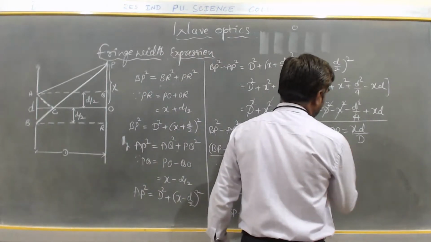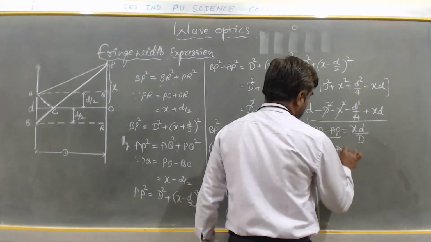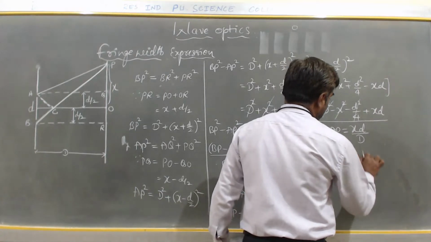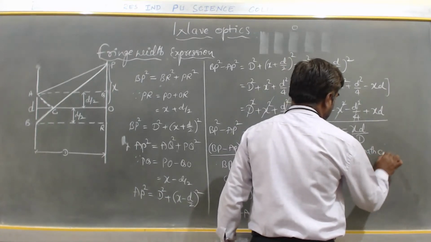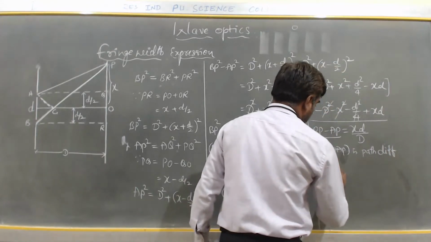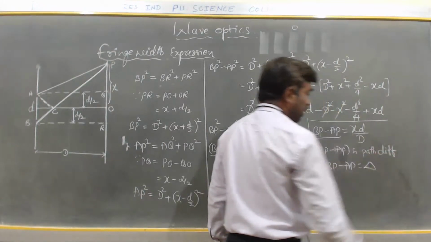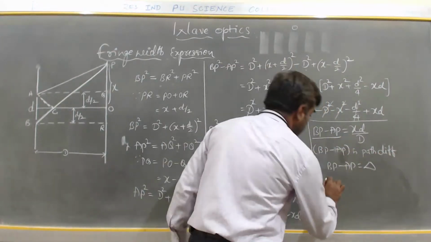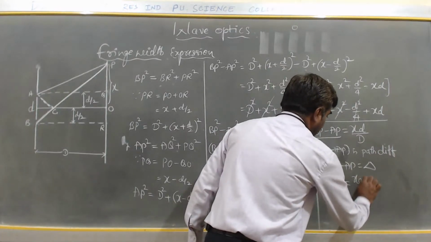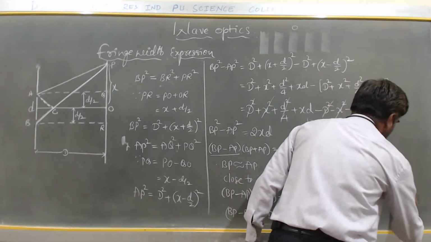Whereas this BP minus AP is the path difference. Therefore, BP minus AP we consider as the path difference delta. Hence the above equation, delta, can be written as XD divided by D. Consider this equation as equation 3.